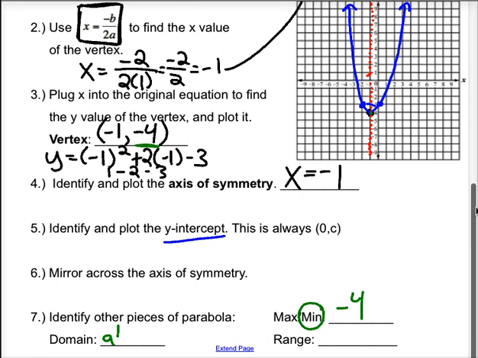The domain. We love domain because it's always all real numbers. Okay? And the range. Again, you start with that y value. You start at that -4, and I see it's going upward. Okay? So all my y values are going to be above or equal to that -4. And that's how you graph these and how you interpret all of that vocabulary. So the only difference is how you graph it. The interpretation of the vocabulary is all exactly the same as what we did in the last section.